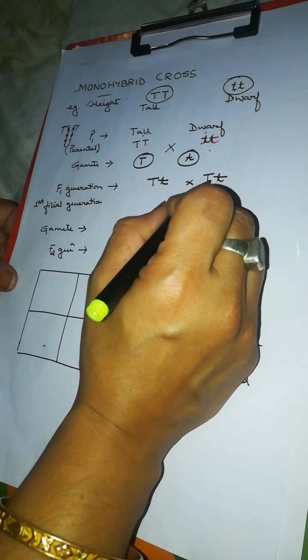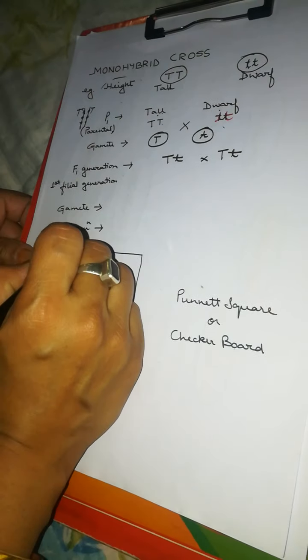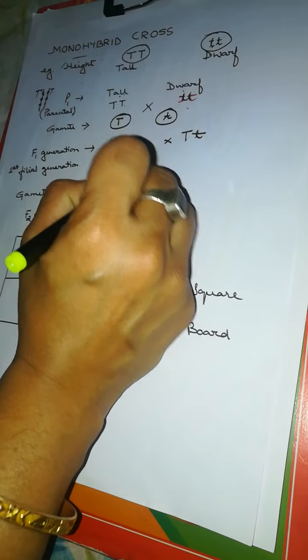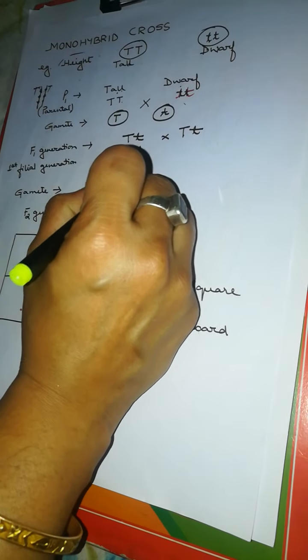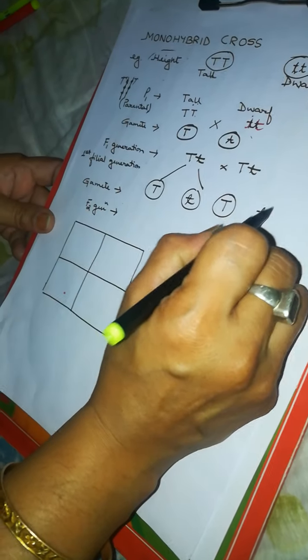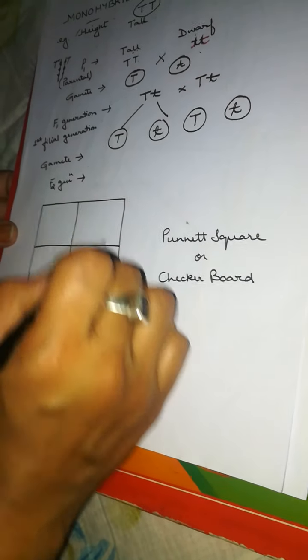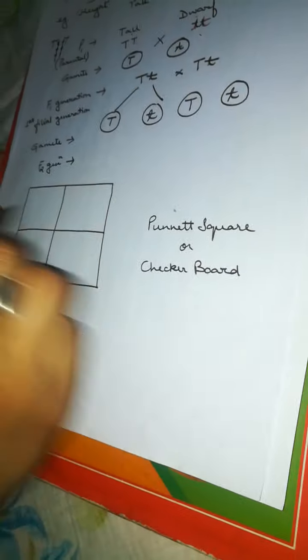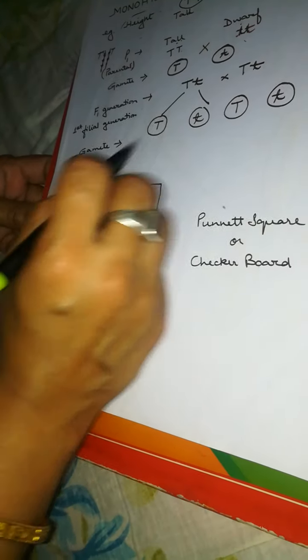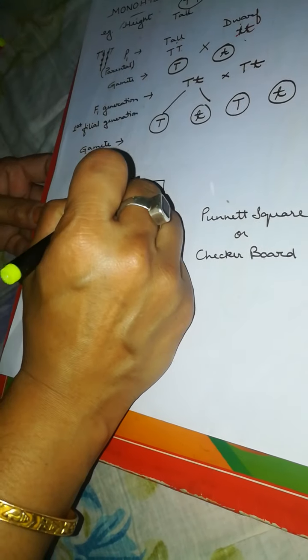After selfing, now we have to take out the second generation. First of all we have to take out gametes. Now how are the gametes taken? Capital T, small t. It's a heterozygous condition. Capital T, small t. Now arranging these in a particular arrangement, this particular square is known as the Punnett square or the checkerboard. Here one side the male parent and one side the female parent is considered. Now these are the gametes.